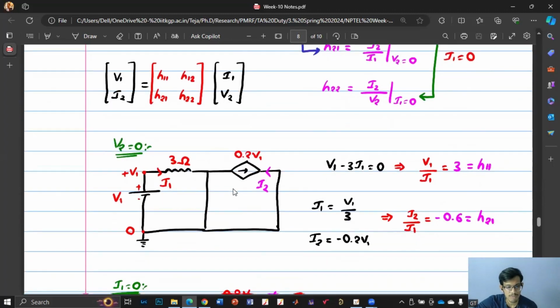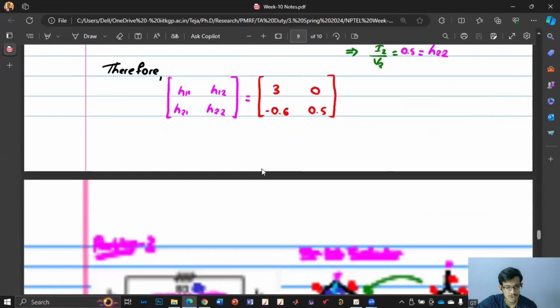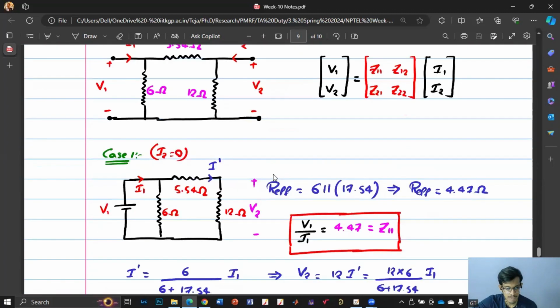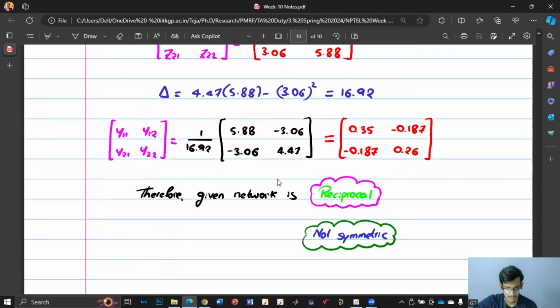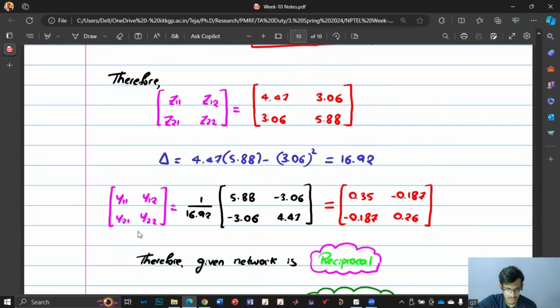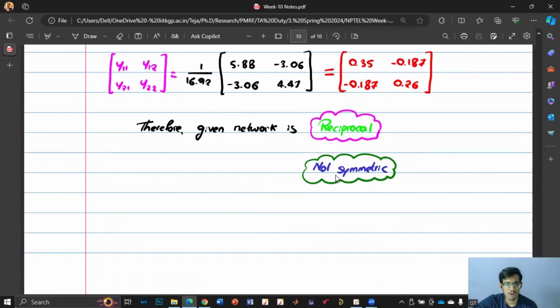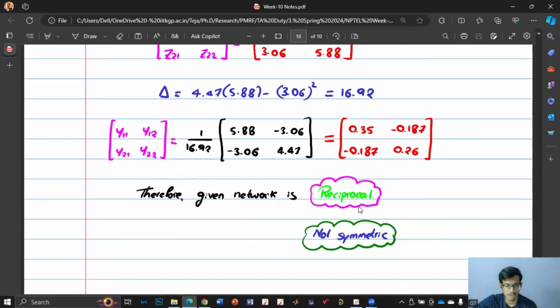In the first problem, they asked us to calculate the H parameters, and accordingly we calculated the H parameters. In the second problem, they asked for the Y parameters as well as the Z parameters. So we got the Z parameters, and since we know the relation between Y and Z parameters, using that relation we got the Y parameters as well. They also asked whether the network is reciprocal or not. Using the results we obtained, we showed that it is not symmetric, but yes, it is reciprocal.